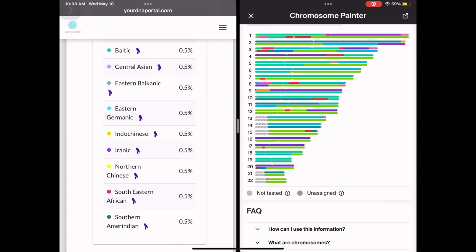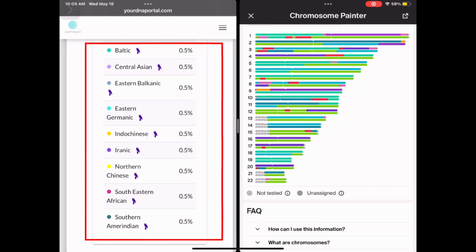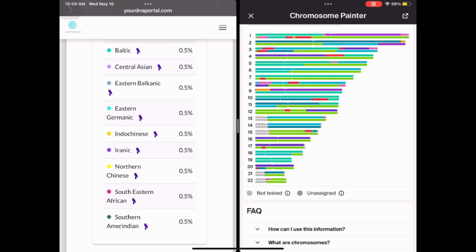In-depth origins at 0.5% for the following categories show Baltic, Central Asian, Eastern Balkanic, Eastern Germanic, Indo-Chinese, Iranic, Northern Chinese, Southern Eastern African, and Southern Amerindian.